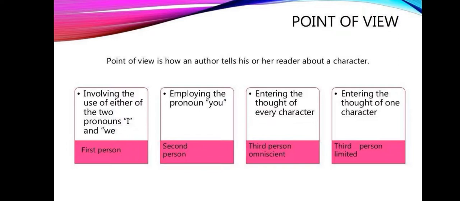The third person omniscient enters the thought of every character. Third person limited enters the thought of one person only, the character being described. We usually see point of view in ebooks, stories, and Wattpad.